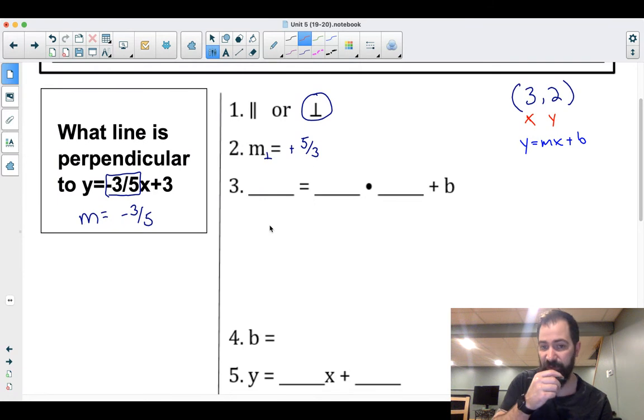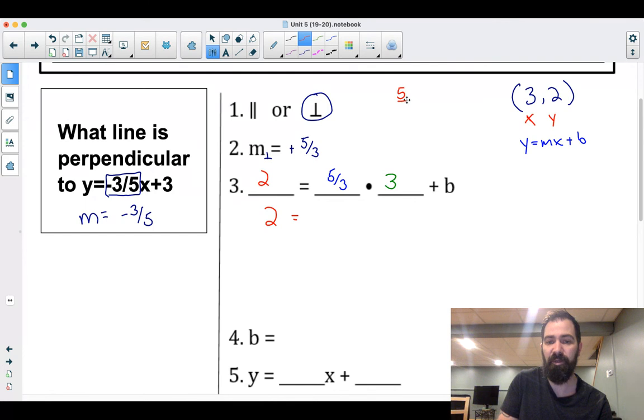First thing to substitute is the y then. That's what's on the left side of the equal sign. So our y value is 2. Our new slope, we said, was 5/3. And our x value is 3. So simplify. Nothing happens over here. 2 equals 5/3 times 3.